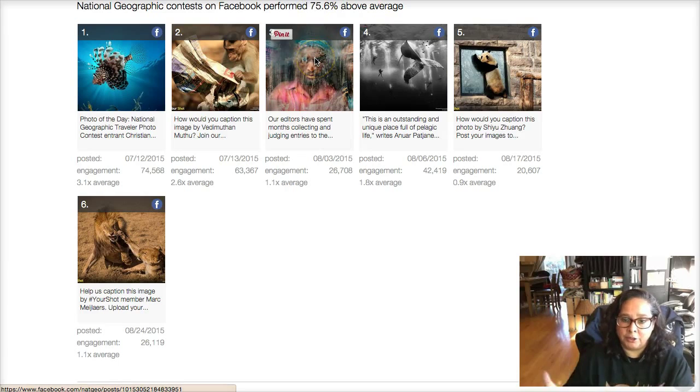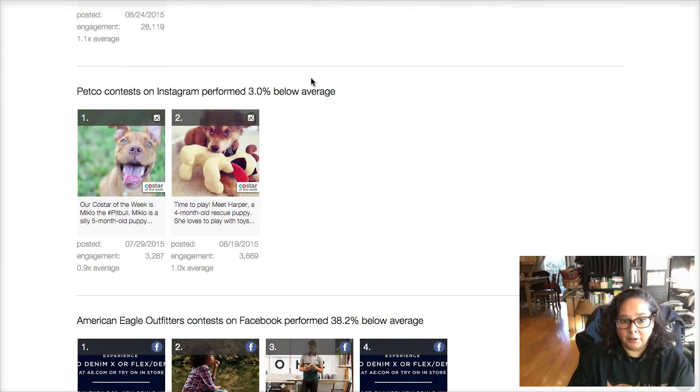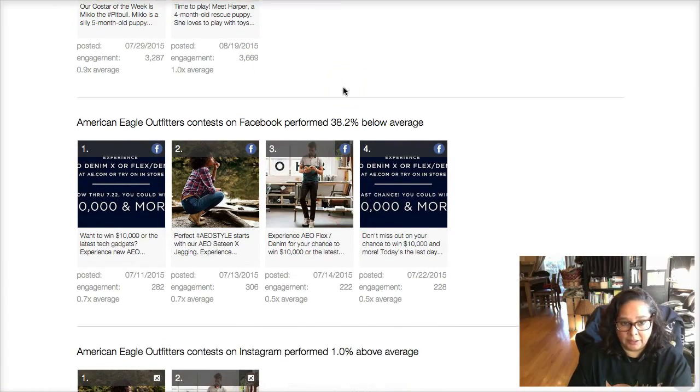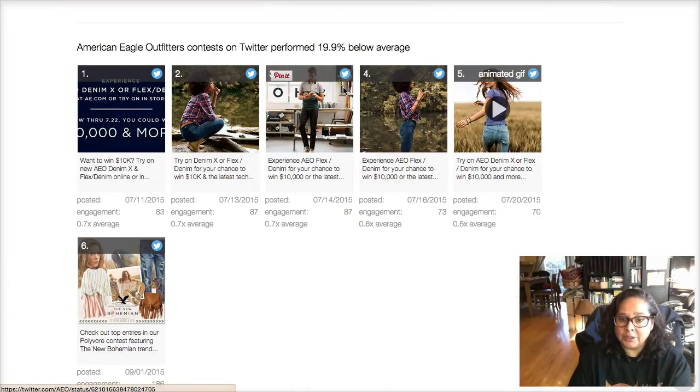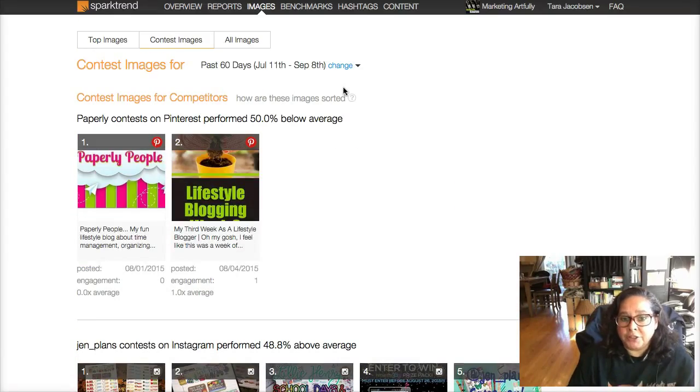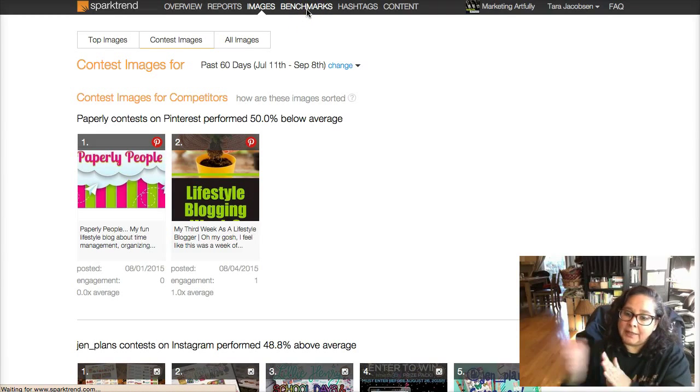75% above average. So they're taking pictures of people and animals. So one of those things that you can know is that if you put pictures of people or animals in your pictures, you can possibly get a lot more engagement. Petco lost with animals, so they didn't like those animals. So it's really good to be able to take that behind the scenes peek first at the people who are kind of my benchmarks, the people who I'm kind of gauging myself against.